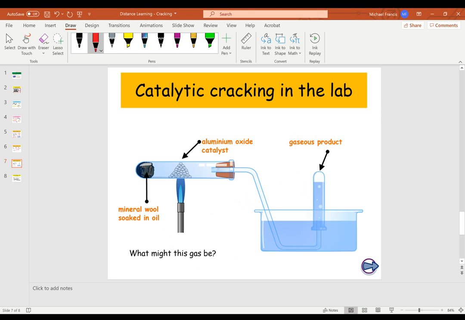So this is catalytic cracking as it would be done on a small scale in the lab. However, we wouldn't be able to do this on a big scale if we wanted to produce these short chain hydrocarbons in industry, because it would take too long. We've only got a little test tube. We'd have to fill millions and millions of test tubes full of gas in order to make it useful. So this is too small scale to be done in industry.